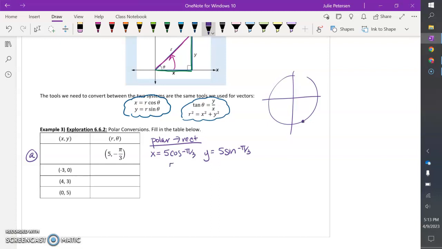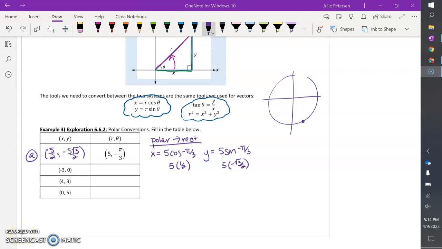And that cosine value is 1/2, and then the sine value is negative root 3 over 2. So those are my x and y values. When we go to write the final coordinate, let's clean that up. And so our x value would be 5 over 2, and our y value would be negative 5 root 3 over 2.